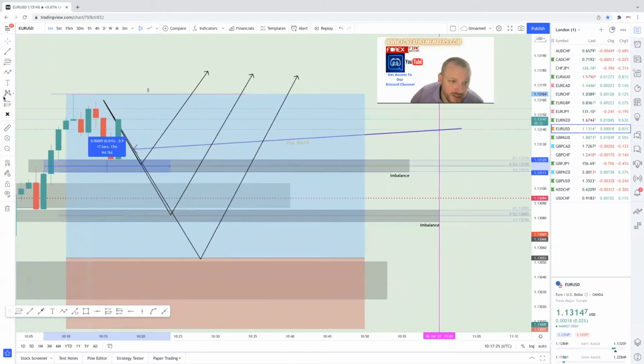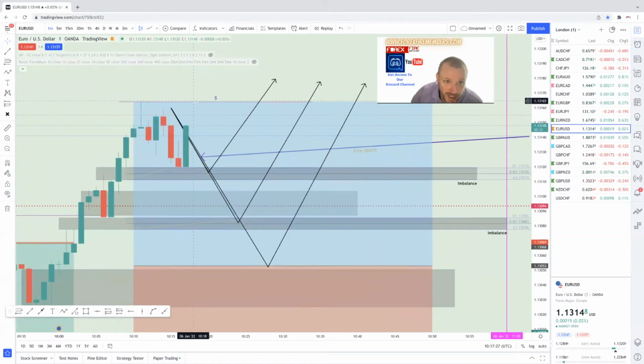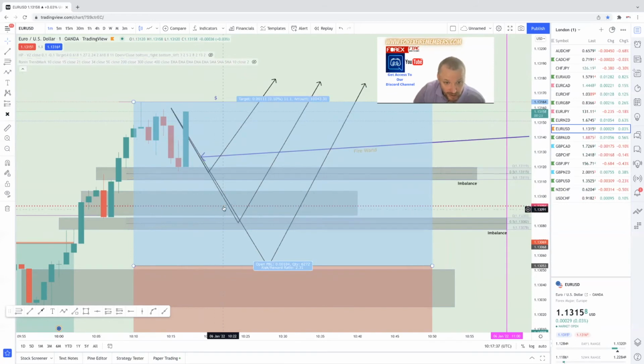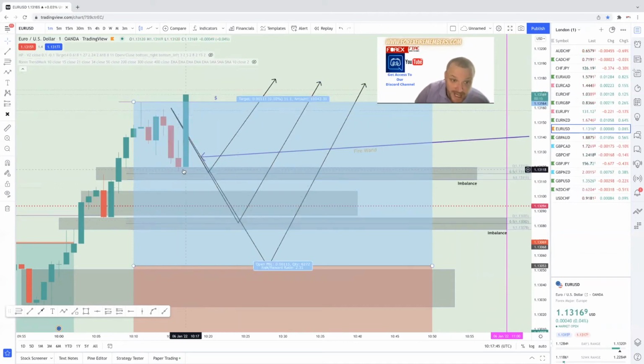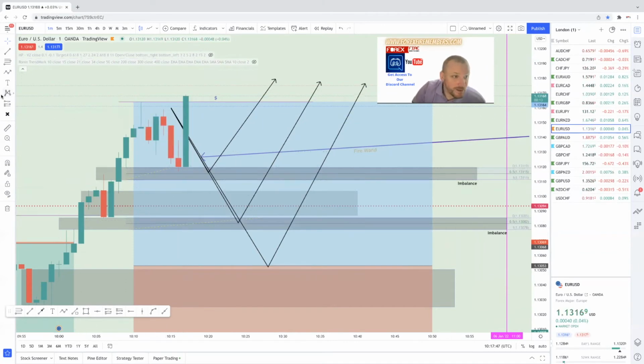Is it going to take out that buy side liquidity, or is it going to come back down and form like a double tap to then come to the next area of a bargain buy sort of thing? Time will tell. So you could technically have gotten in there and got a good trade.